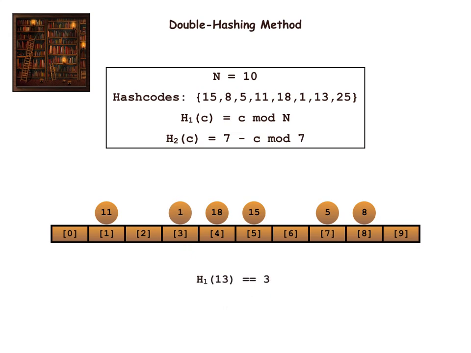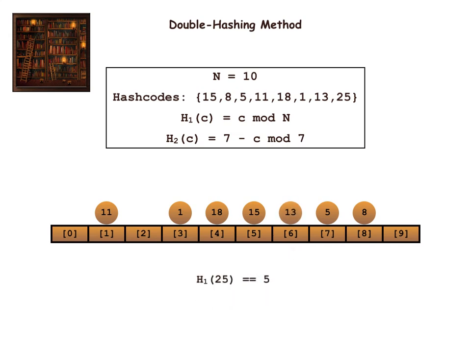Next, 13. 13 maps to location 3. However, 3 is occupied, so we're going to plug 13 in to the second hash function. We get 1, so we're going to check 1 spot to the right. Location 4 is also occupied, so we go to the right again. Location 5 is occupied. Location 6 is not, thus 13 goes here.